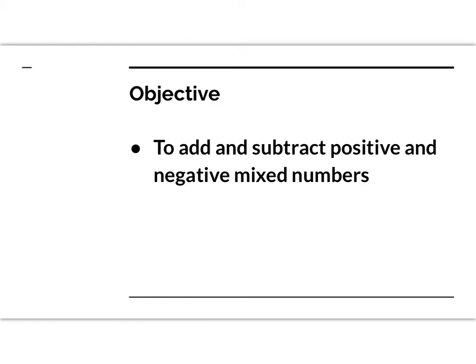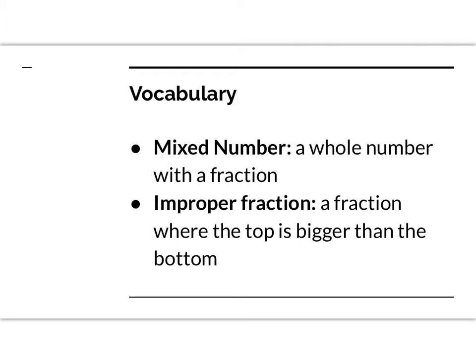Okay, our objective. So, you might ask yourself, what is a mixed number? A mixed number is just a whole number with a fraction. So, let's take 1 and 3/8. There we go. That's a mixed number, a fraction and a whole number.